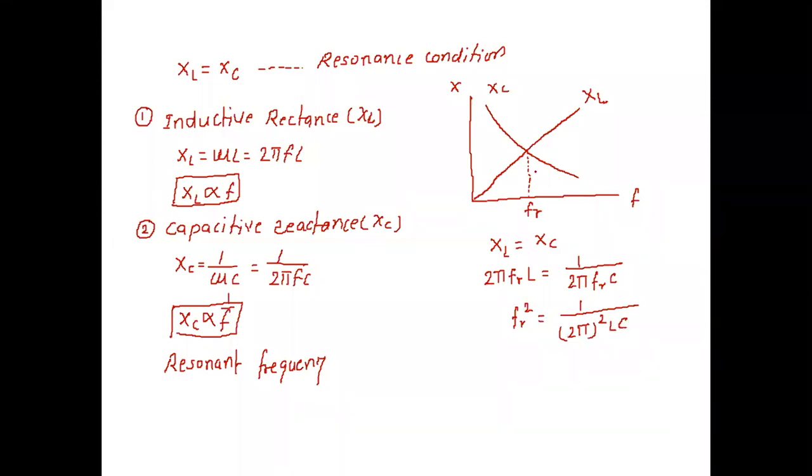Is it right? So we have the formula for the resonant frequency FR, which is equal to 1 upon 2 pi under root of LC. This is the formula for resonant frequency. Maybe this formula may be asked as an MCQ type of question. Is it that clear? Please take a screenshot of it. Taken? Yes, sir. Yes, sir.